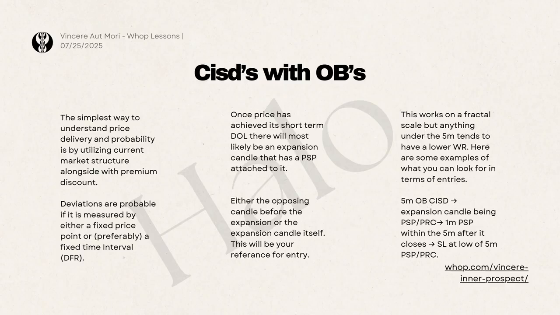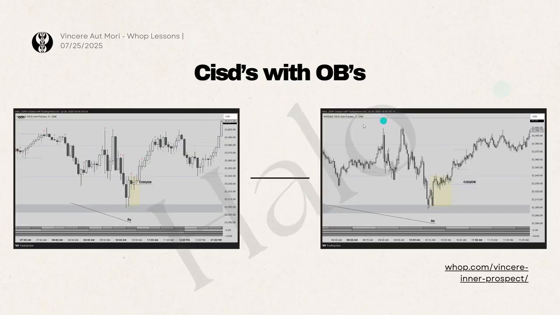And here are some examples of what you can look for in entries, right? So first off, 5-minute OBCISD, expansion candle being the PSP or PRC, and then a 1-minute PSP within the 5-minute after it closes, right? With your SL at the low of the 5-minute PSP/PRC, right? And then here's a perfect example of that that happened this past week, right? So under true week, under true day, going to go over that in another video. Then you have 90-minute cycle sequential SMT at the lows. We hit a discounted 15-minute array. And what do you have on the 5-minute? Since there's 90-minute, you look for a 5-minute OBCISD.